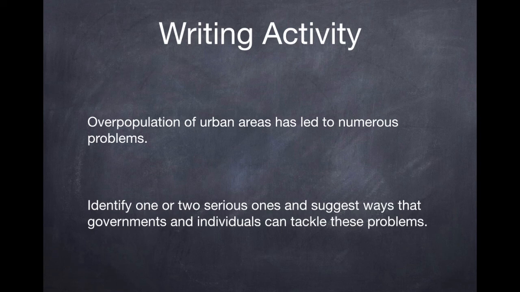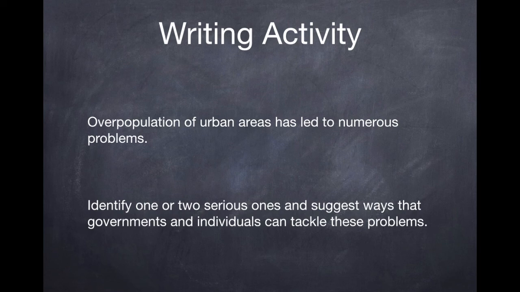Okay, so now we are going to do an activity. In this activity, we only focus on the problem sessions, so we need to figure out what kind of problems that the overpopulation would cause in the urban areas. Okay, let's think about it. Later I will give you a topic sentence, so you don't have to worry about what kind of problems it would have. So I will give you a hint.